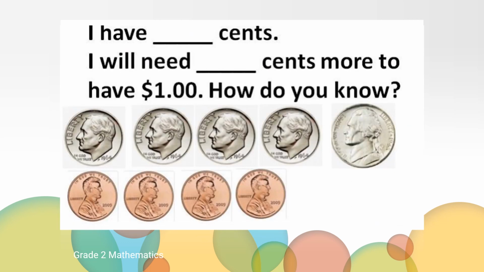I am so impressed with how hard you've been working the last 2 days counting and comparing money. We will end today's lesson with one last challenge. Look at the money here. How much money is it? How many more cents do you need to have $1? You can fill in the sentence stem here. I have blank cents. I will need blank cents more to have $1. How do you know? I will give you some time to think about this final challenge for today.